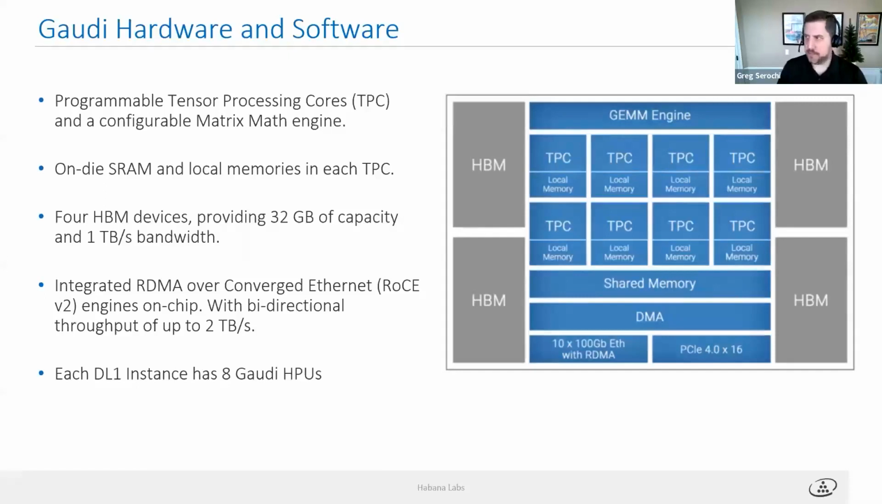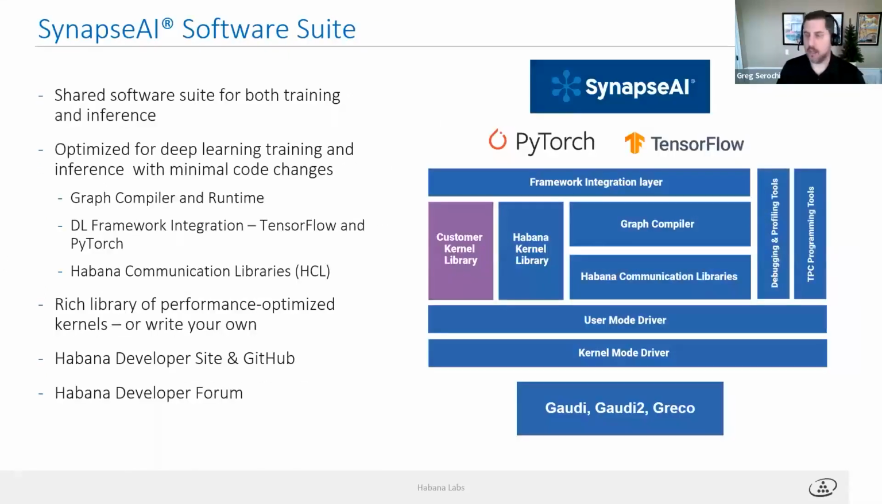When we look at the software stack, we call our software stack the Synapse AI software suite. This is a generalized software suite that we use for training and inference across our entire product line. Today we're talking about Gaudi. I did mention we have our follow-on product, Gaudi 2, and we have announced Greco, our new product specifically designed for inference. All these products run independently on this Synapse AI software stack.